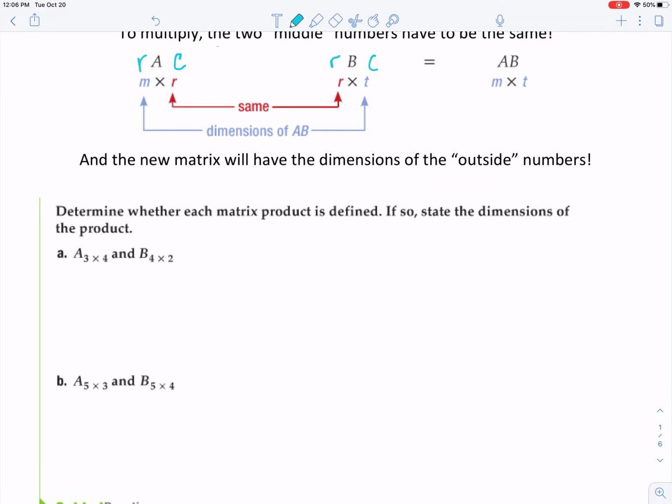So I have apparently a 3 by 4, that's what matrix A is, being multiplied by a 4 by 2. So are the middle two numbers the same? Does the first one have the same number of columns as the second one has rows? The answer is yes. So my new matrix is going to end up being a 3 by 2. Okay, and we can call that answer maybe matrix C or something. So 3 by 2, though, is your answer.